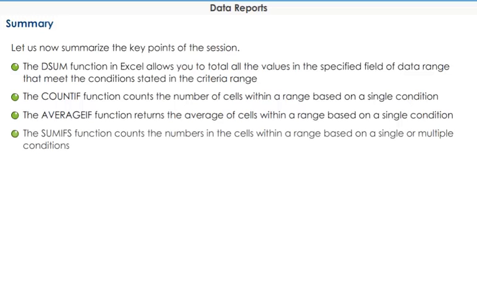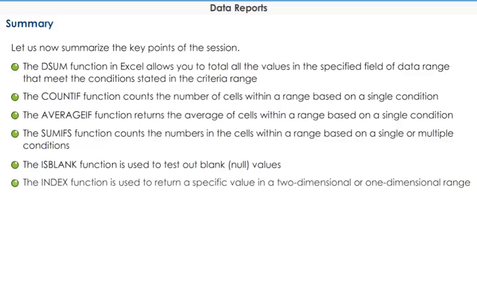The ISBLANK function is used to test for blank, null values. The INDEX function is used to return a specific value in a two-dimensional or one-dimensional range. A pivot table is a way to present information in a report format.